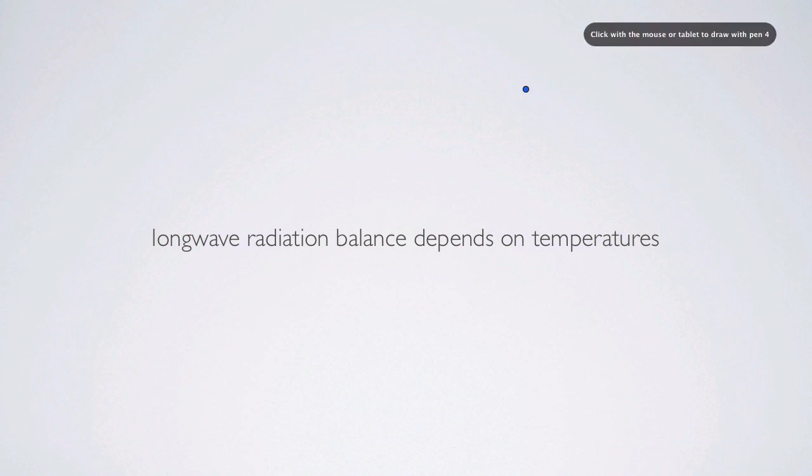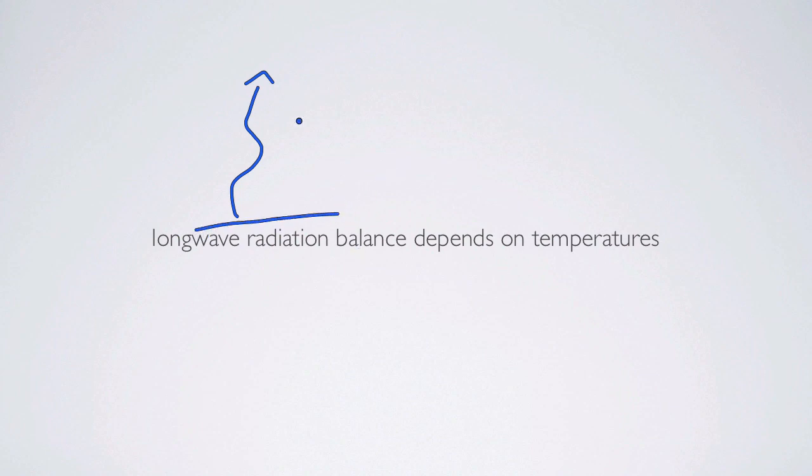So when we think about how much longwave radiation is lost from an ecosystem, for the most part, we have to know what its temperature is, or its surface temperature at least, and the temperature of the sky that's above it. And the difference between the two determines that radiation balance.